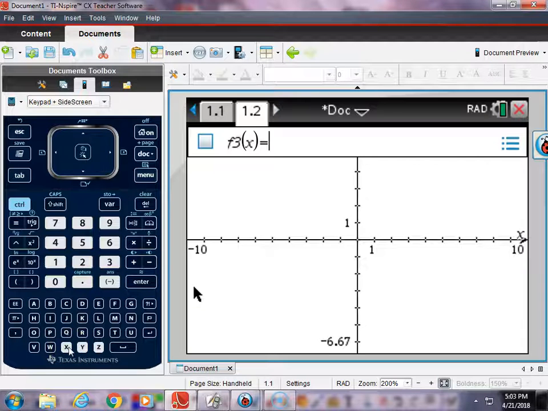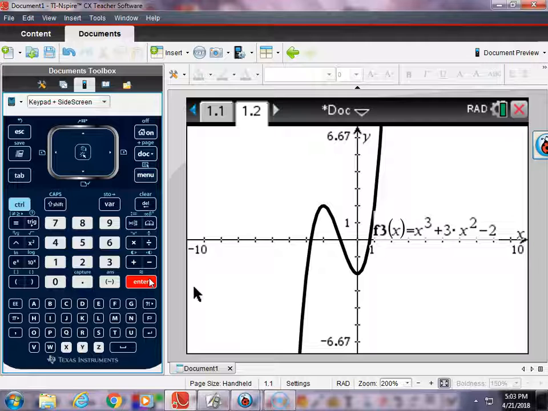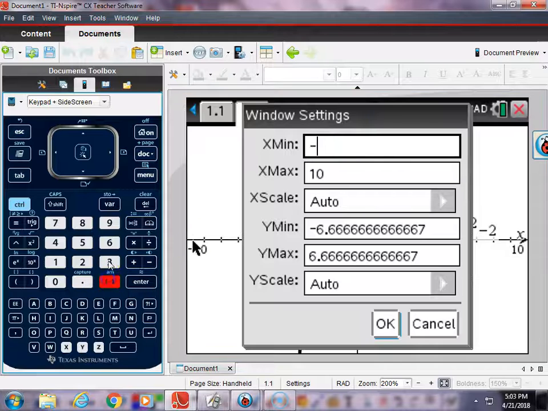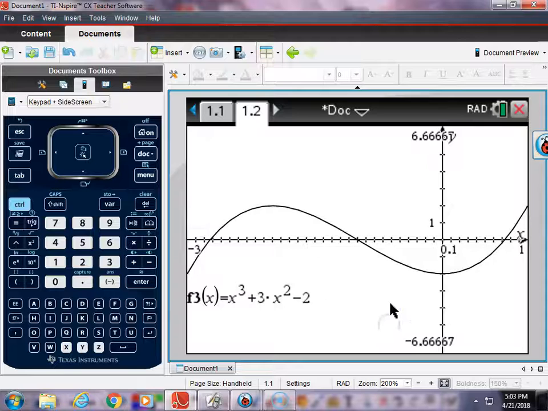So this would be x cubed plus 3x squared minus 2. Okay, and I really only need to look at this from -3 to 1. So I prefer to change my window settings, make this show me from -3 to 1, just looking at the area that they want me to.